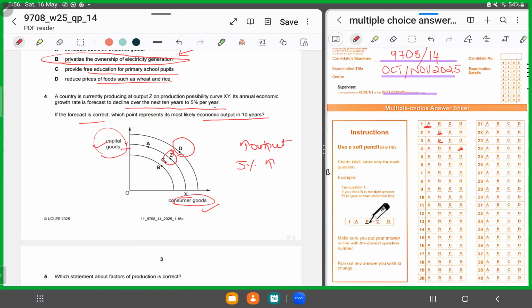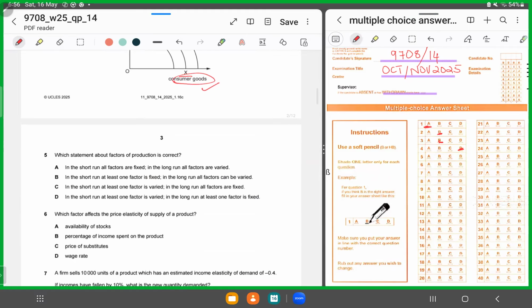Moving forward, MCQ number 5. MCQ number 5 says which statement about factors of production is correct. Now we know that when we are talking about the short run and the long run, the short run is the one in which only land is fixed and the rest are all variable, right? In the long run, all the factors of production are variable, but in the short run, only land is fixed.